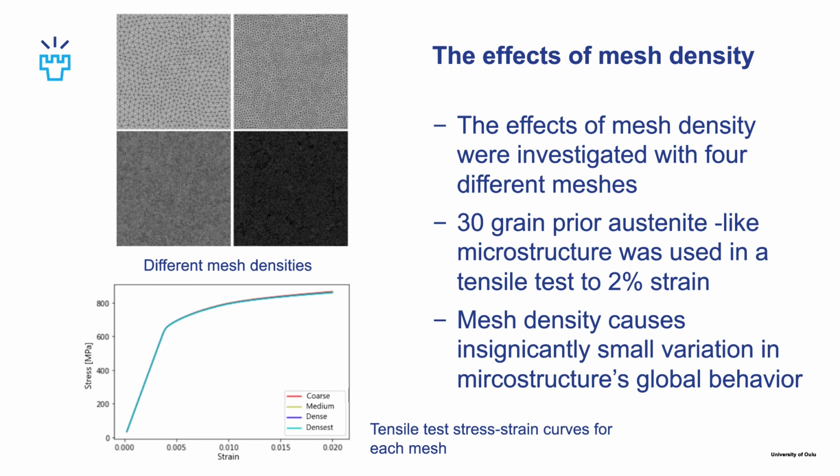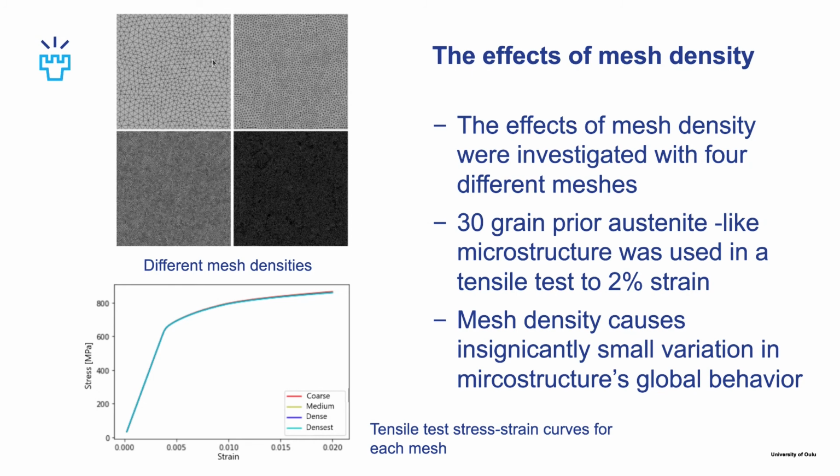And these results were validated with the test of effects of mesh density. The effects of mesh density were tested with these 4 different meshes and third grain prior austenite like microstructures as we see, like the one we saw before, and the microstructure was smaller because this densest mesh is very dense and therefore very demanding computationally.